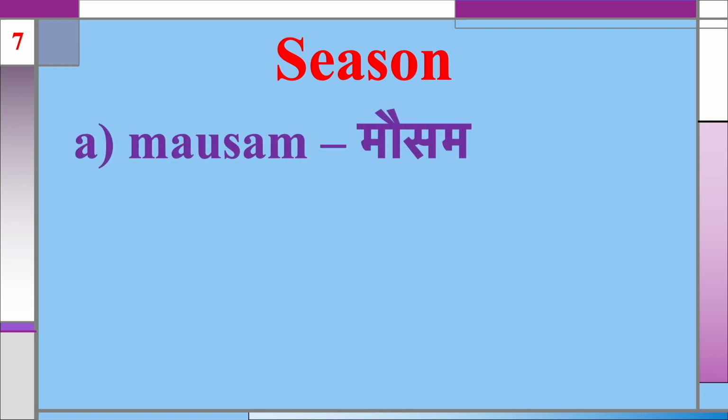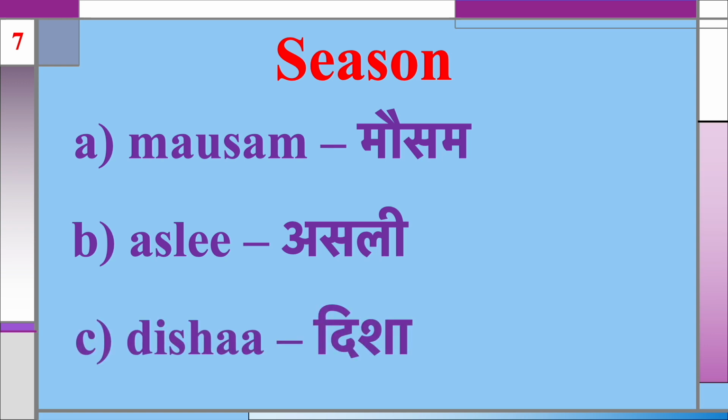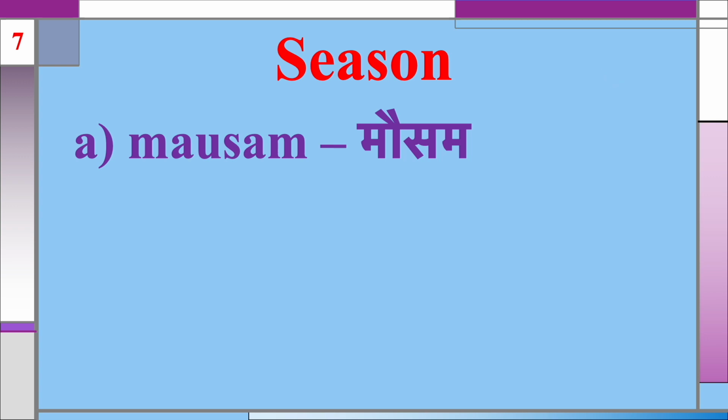Season. Options are मौसम, असली, दिशा. And season is मौसम.